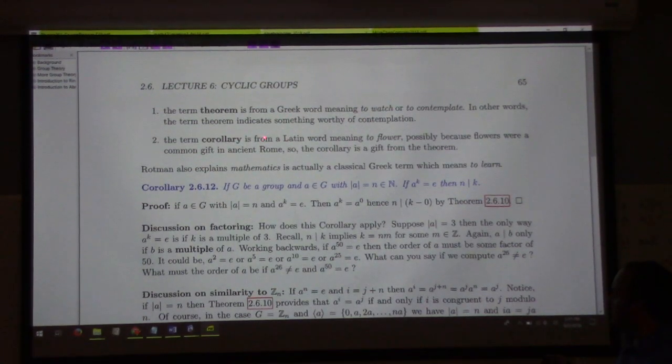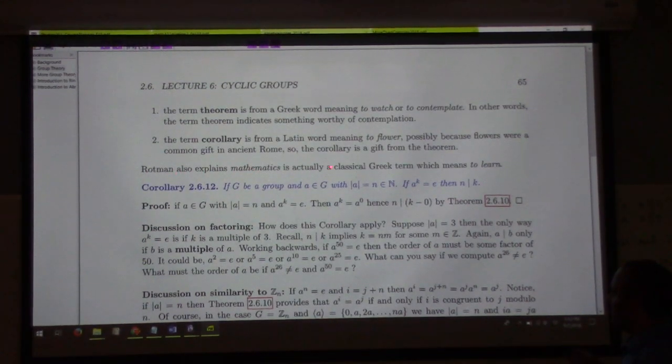The term corollary is from a Latin word meaning to flower. Because flowers were a common gift in ancient Rome, I guess, so when you think corollary, you should think it's like giving somebody a flower. It's very romantic, really. Be like, hey, my lady, I got a corollary for you tonight. Here, a bunch of corollaries. Wow. Math game. Let's see here. Not really.